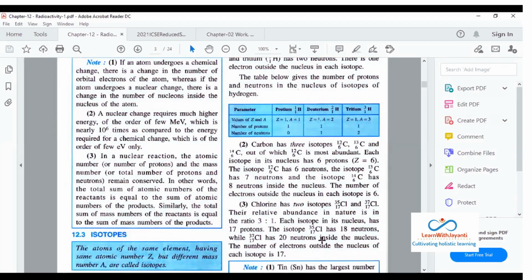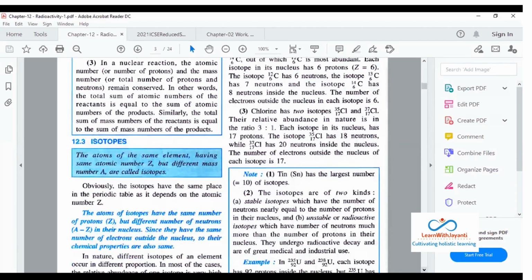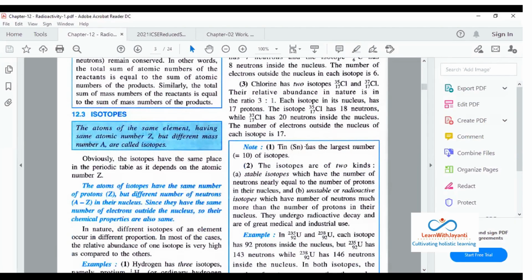Okay, now chlorine. How many isotopes does chlorine have? 35 and 37. What is the relative abundance? 3:1. That means this one is 3 times more abundant than the other. So each isotope in its nucleus has 17 protons, and how many neutrons? 18 and the other one 20. Okay, so you need to remember who has how many. Now who has the largest number of isotopes? Tin, Sn. You need to remember this. Whichever part is there in the box note, you need to study this. Okay, it is compulsory in case of physics, so you have to read this.